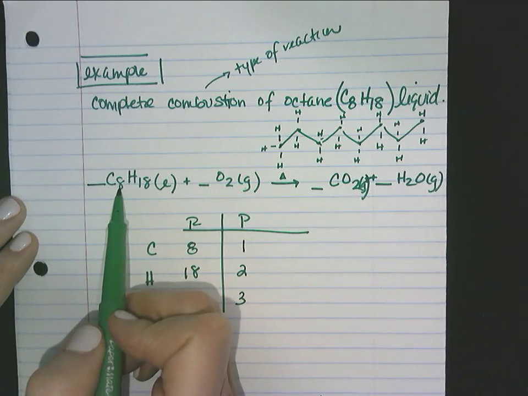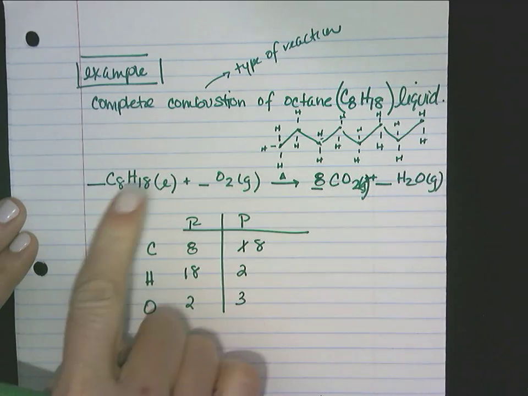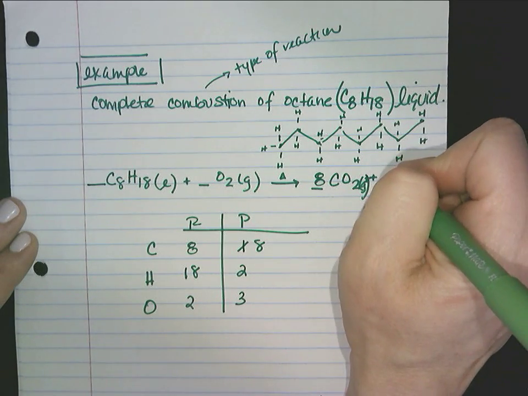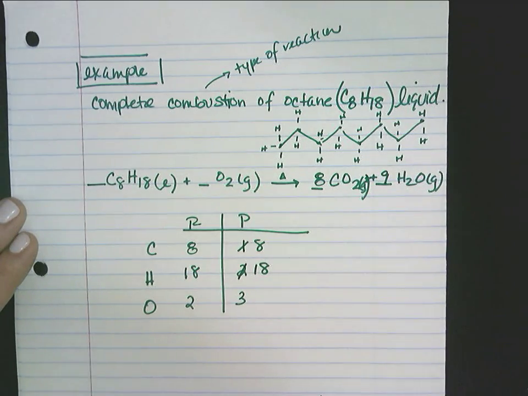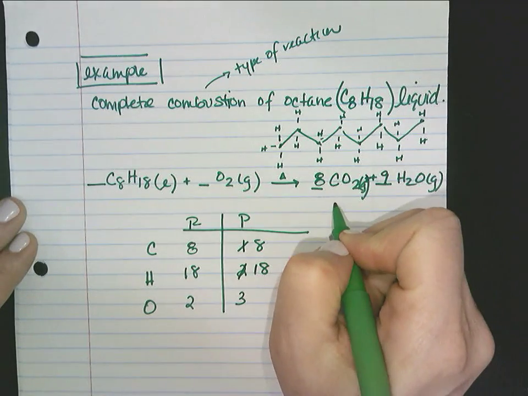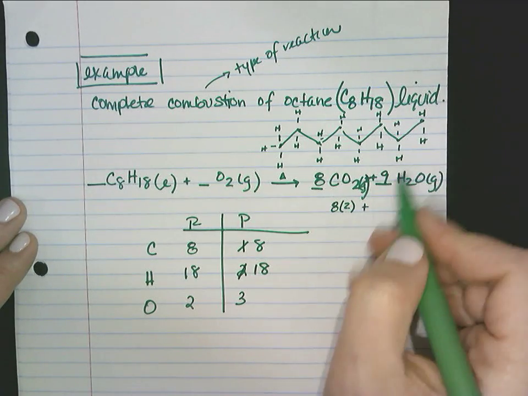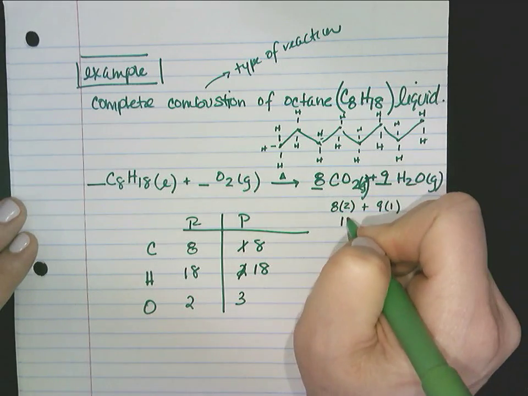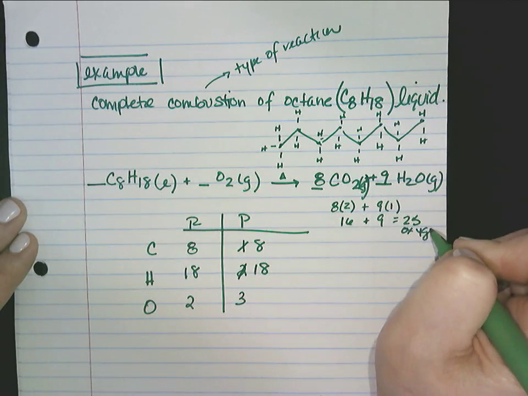So in order to get 8 carbons, we would put 8 as a coefficient in front of CO2. And then we need 18 hydrogens, so we would put a 9 here to make a total of 18. And now let's figure out how many oxygens we have. So we have 8 oxygens times 2, plus 9 times 1 oxygens. We have 16 plus 9 equals 25 oxygens in the product.